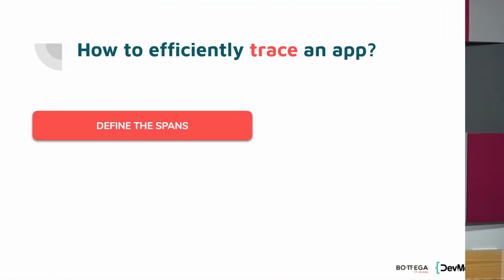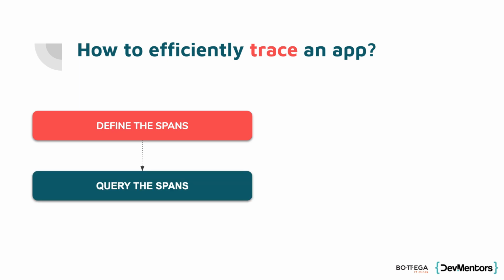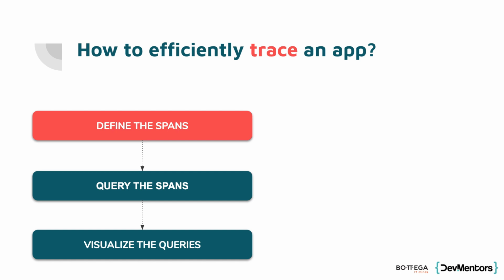Okay, so let's talk about how we can actually efficiently trace an app. Once again, we'll need some way to define and create these spans. We'll also need to query them and visualize. It's pretty much the same as with metrics. We need a way to define the metrics and the spans, we need a way to query the metrics and the spans, and eventually we need a way to visualize these queries and the spans. Yeah, exactly. So for this defining thing, we'll actually use OpenTracing.